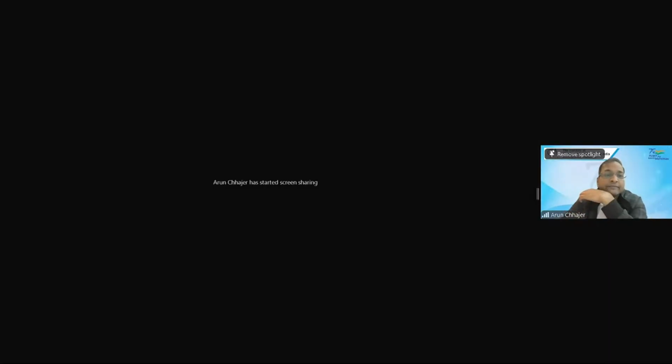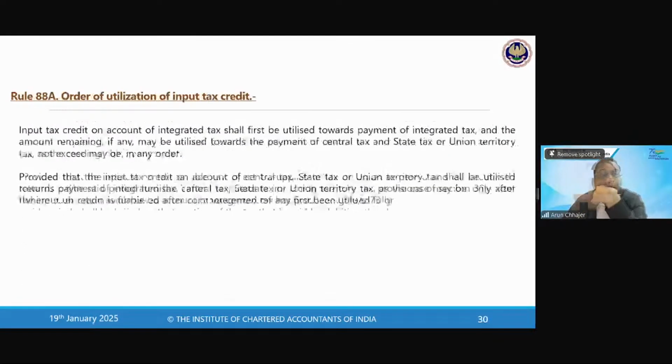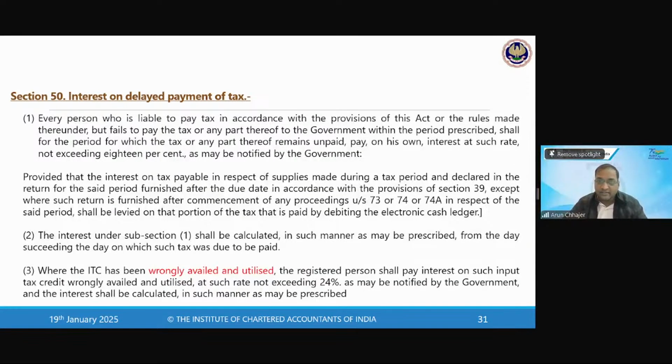Now let's move to the interest. Now, what is the concept that you have? First, let me ask the concept. If I am paying the liability, let's say due date is 20, I am paying the liability on 25th. Do I need to pay the interest?